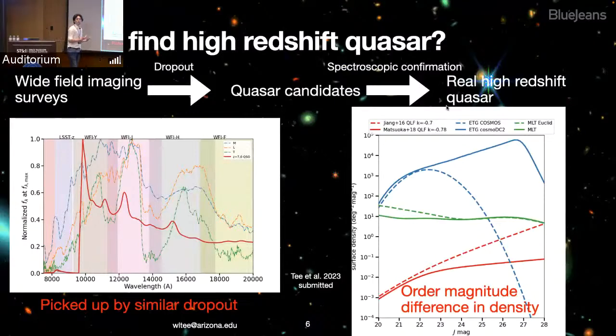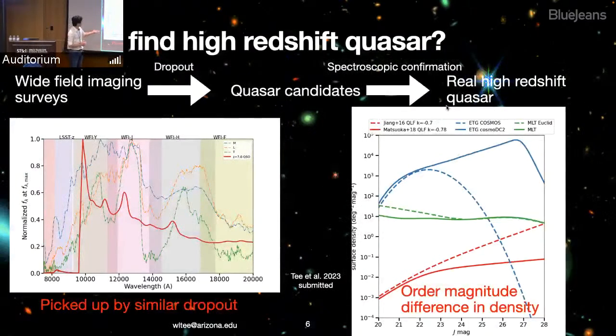But even with Roman's and Rubin's sensitivities, we are still limited by contamination, right? Because we've been optimistically talking about searching for quasars, but practically, we need to spectroscopically confirm them. And contamination comes into play when you try to do spectroscopic follow-up.